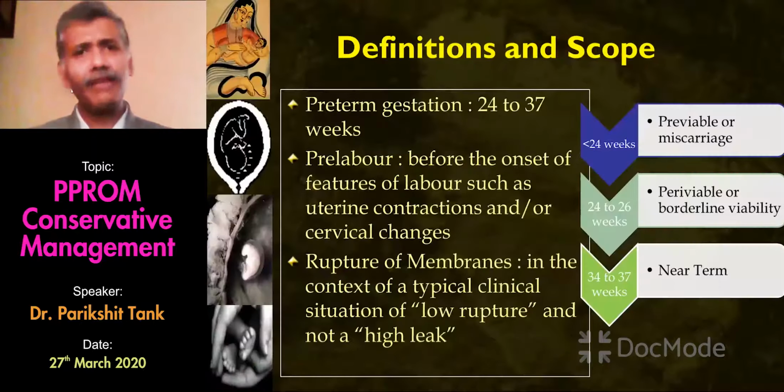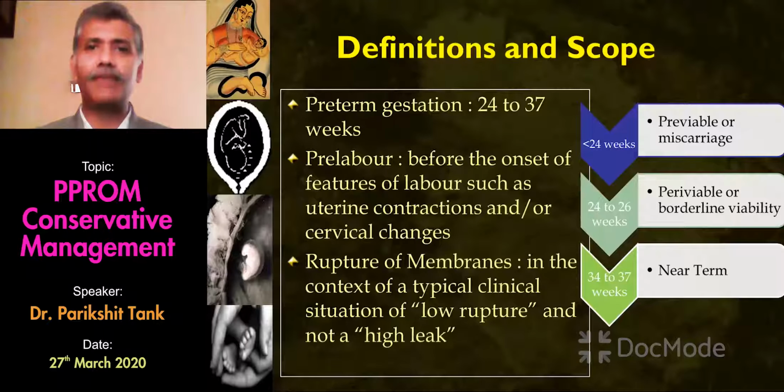When we are discussing this topic of preterm pre-labor rupture of membranes, it's important to first identify, define, and state the scope of what we are going to discuss. So the important terminologies in this topic: first, preterm gestation. That means between 24 to 37 weeks. If the period of pregnancy is less than 24 weeks, this is a pre-viable pregnancy or a miscarriage.